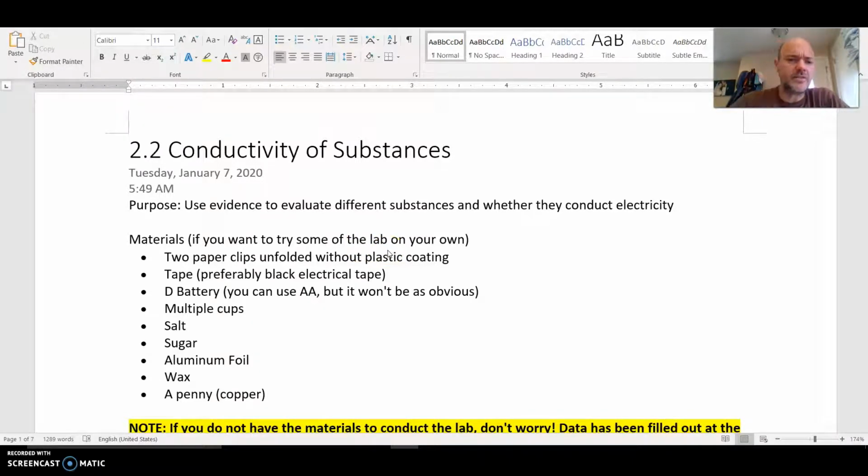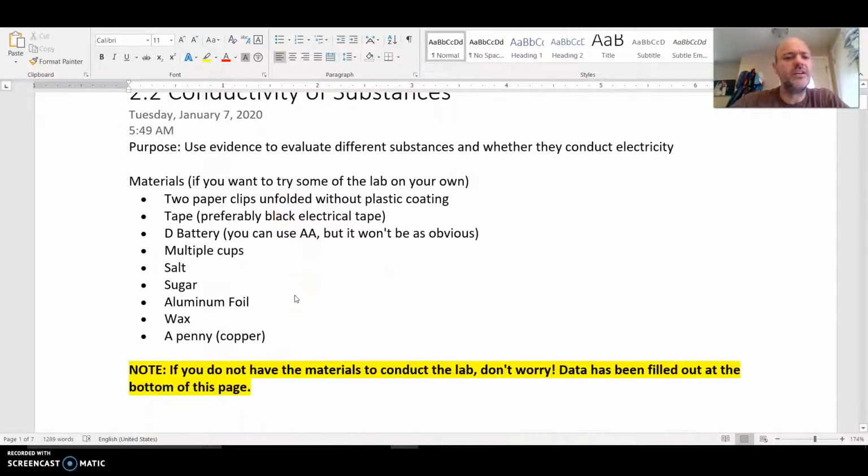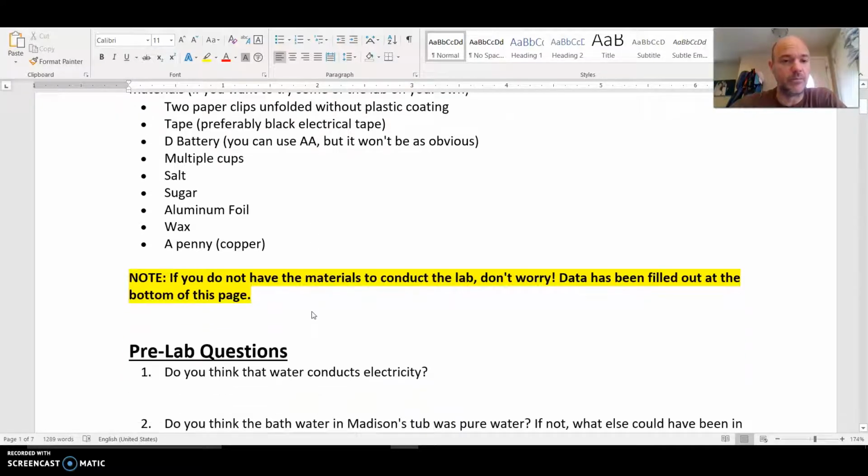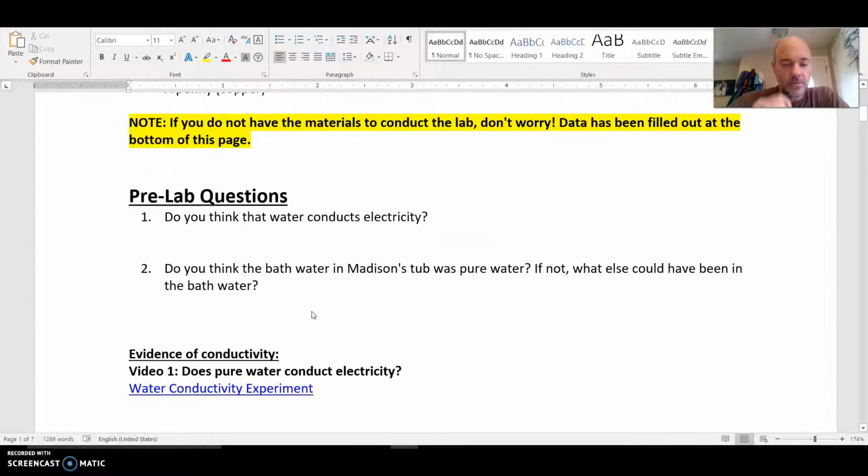Let's talk about trying to do this at home. If you want, these are the materials that you're going to need. You're going to be able to do some of the lab at home with materials you might have, which would be pretty cool. But I will say, don't worry if you don't have it. All of the data is filled out at the bottom of the page, and it's worth looking at even if you do the experiment at home, because there are going to be some things that you can't do at home.